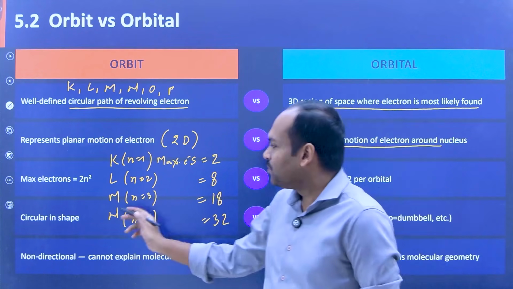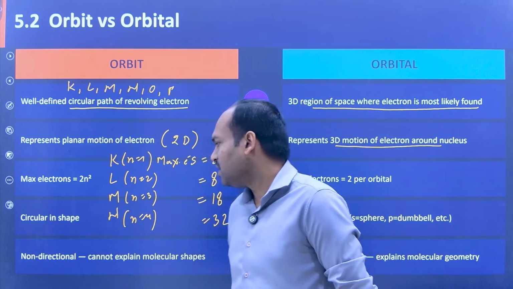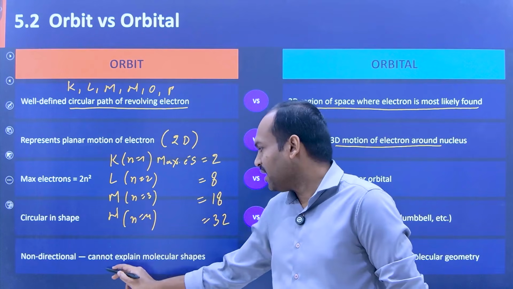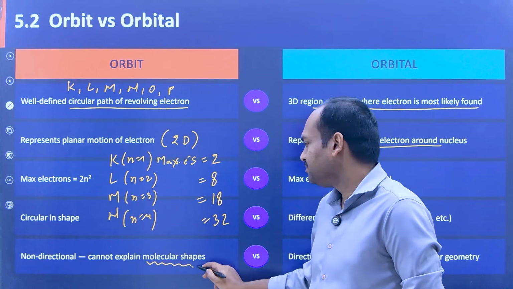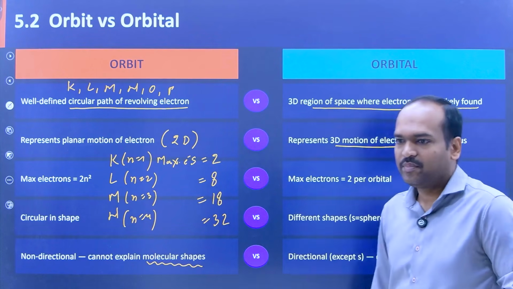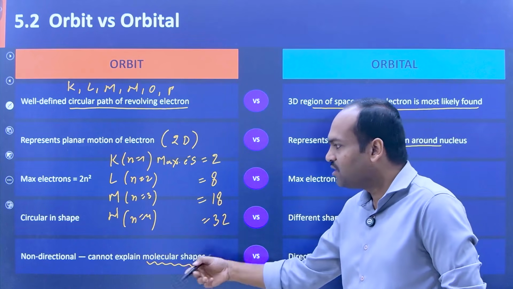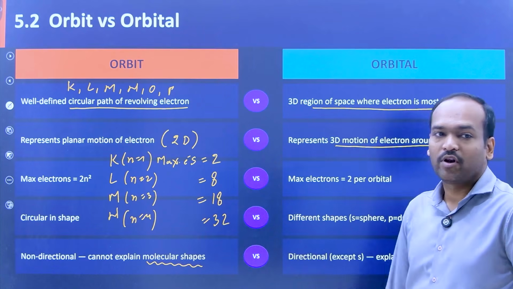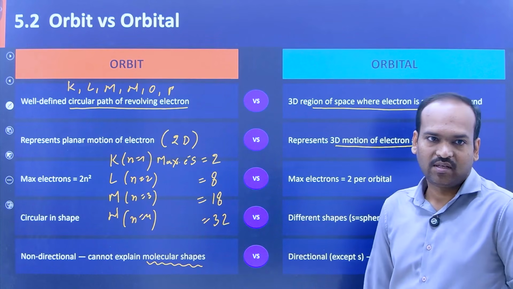What is the shape? It is circular. Can I say orbits are non-directional? So it cannot explain molecular shape, because molecules have geometry, shape, direction. Orbits are non-directional, so the concept of orbit is not capable of explaining it.